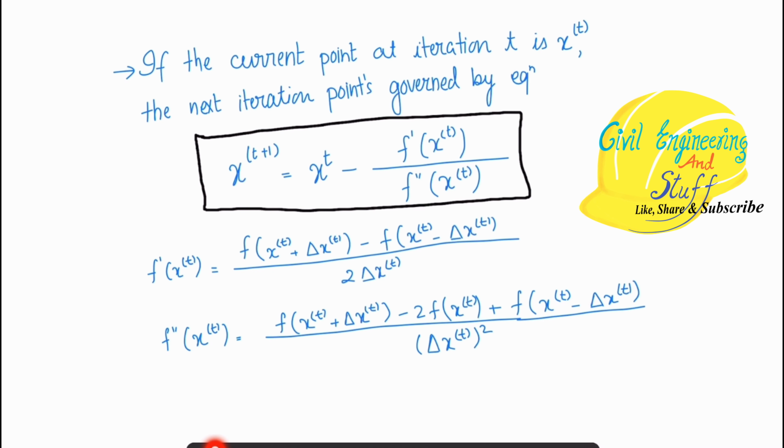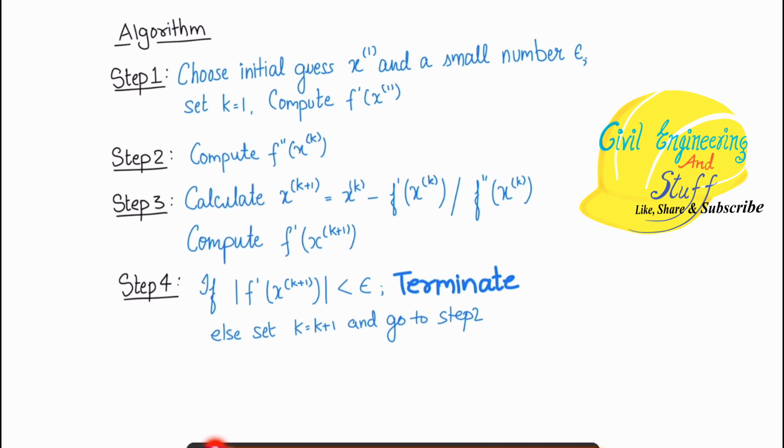And this is the formula for the second derivative: f of xt plus delta xt minus 2 f xt plus f of xt minus delta xt, divided by delta xt square. This is the formula for the first derivative and the second derivative. So let us discuss the algorithm.